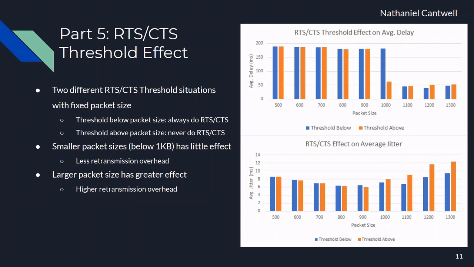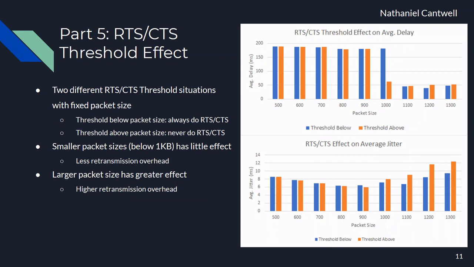The second case is that the threshold is above the packet size, in which case RTS-CTS handshaking will never occur because all the packets are the same size and they won't reach that threshold. So in the results on the right, we have two charts for varying packet sizes. The data rate was set to the maximum throughput as calculated in part 4, or earlier in part 5, discussed by Josh.